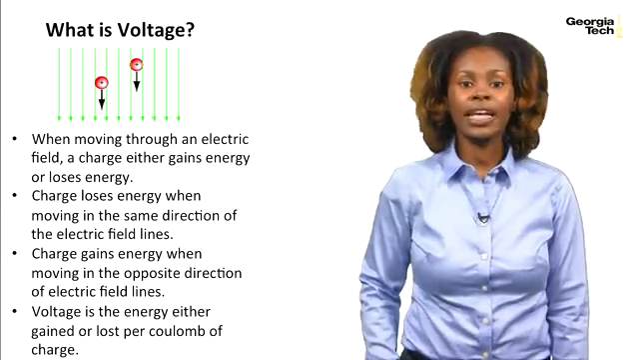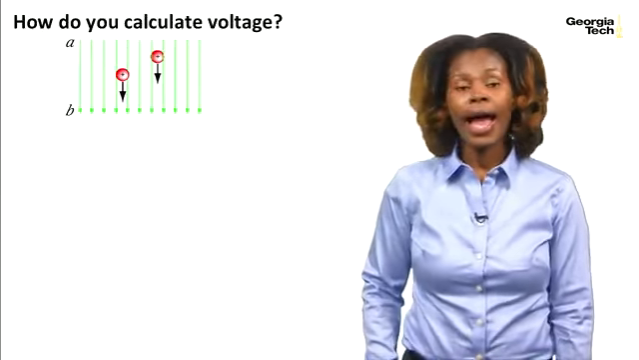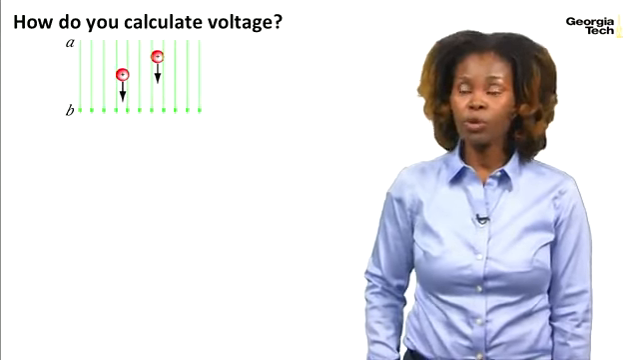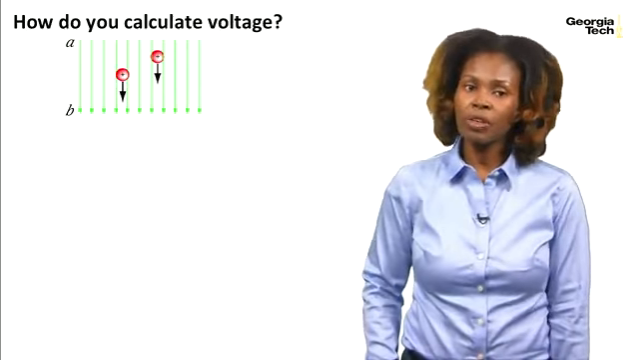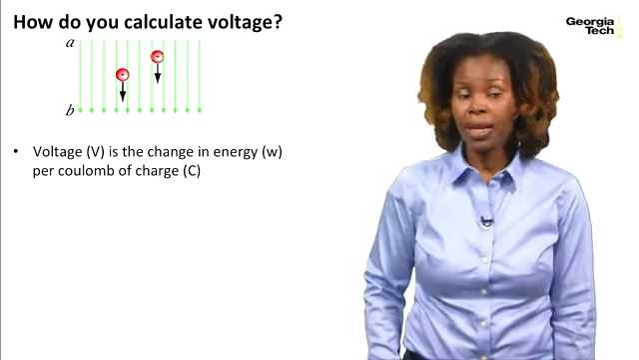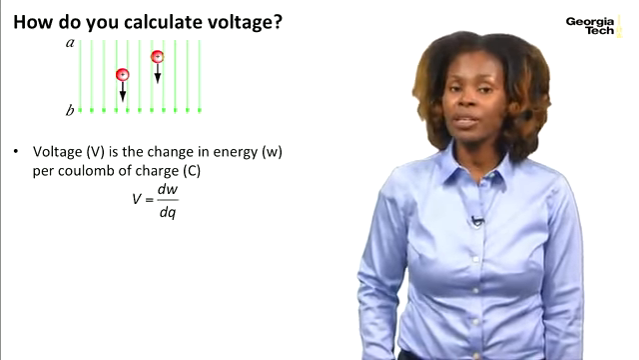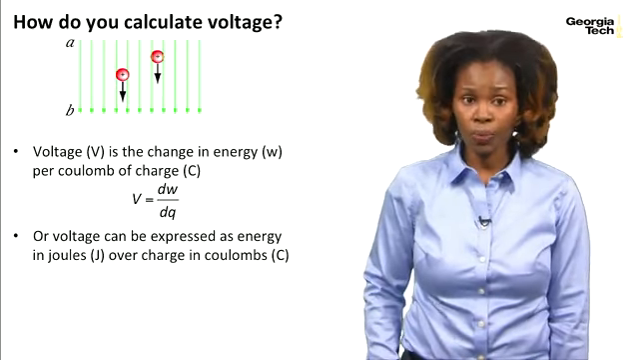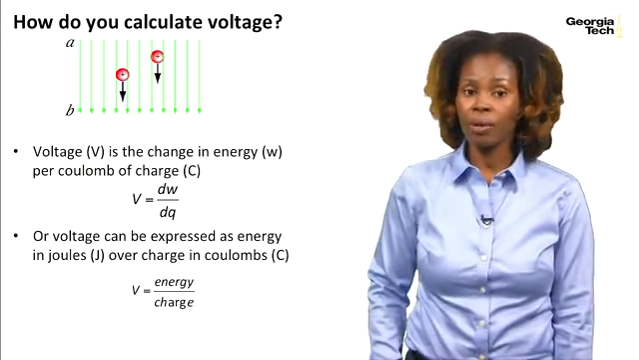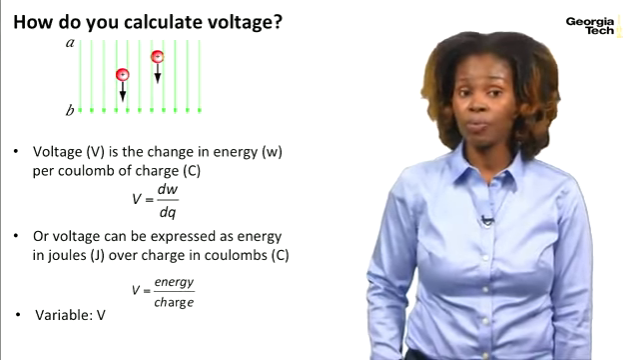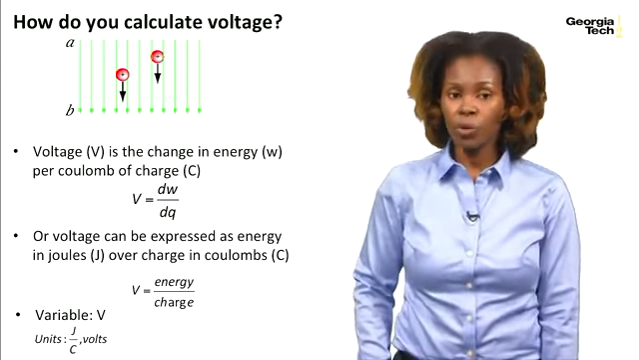Now, voltage is the energy that's either gained or lost per coulomb of charge. And because it's the energy gained or lost per coulomb of charge, we can use that definition to calculate voltage. So consider charge moving from A to B. Voltage is the change in energy per coulomb of charge, so we can express it as a first derivative, dW/dQ. Or it can be expressed simply as energy in joules over charge in coulombs. So voltage is simply energy over charge. We'll use a variable, V, and the units, joules per coulomb or volts.